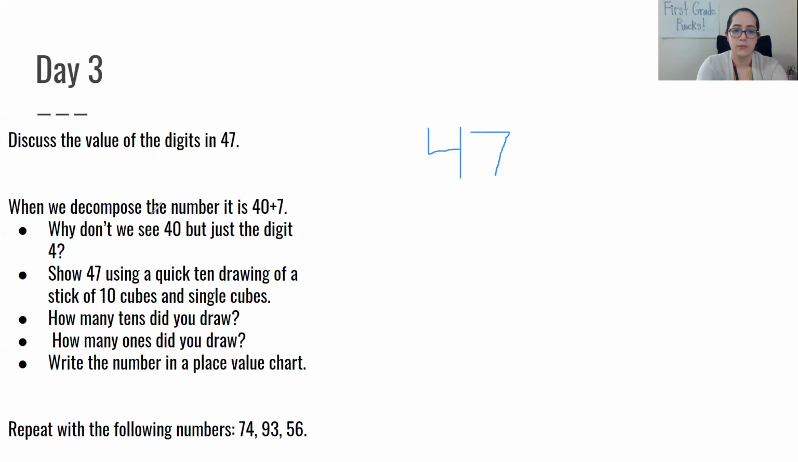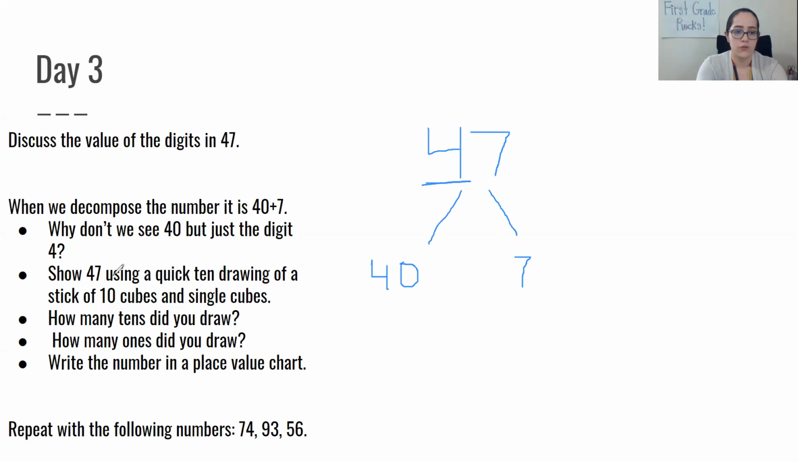So when we decompose the number, it is 40 plus 7. So you would ask your child, why don't we see 40, but just the digit 4?